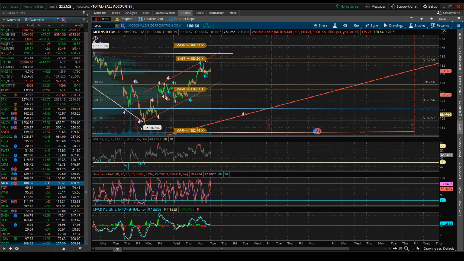Drew, what's going on? SPY futures currently up. Yeah. But they're coming down a little bit. So it'd be nice to see everything kind of, let's see, McDonald's keep going down.